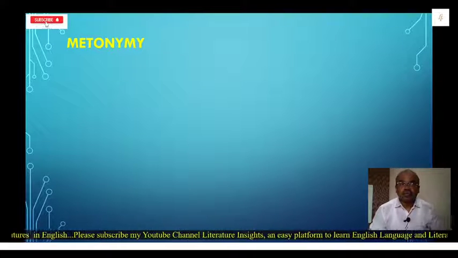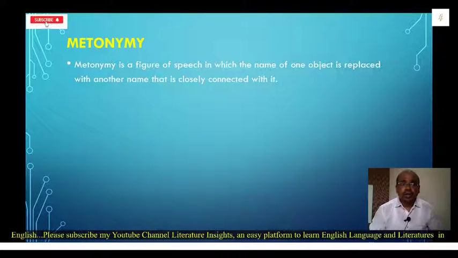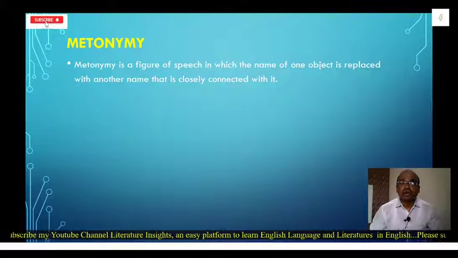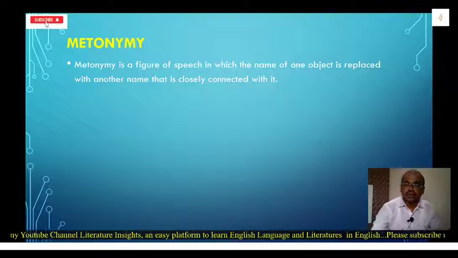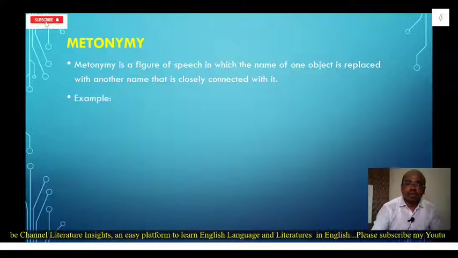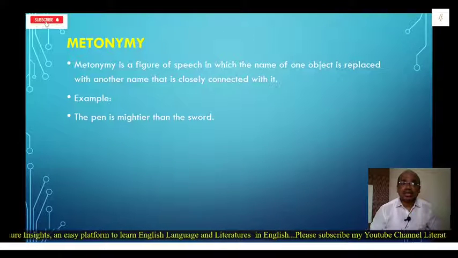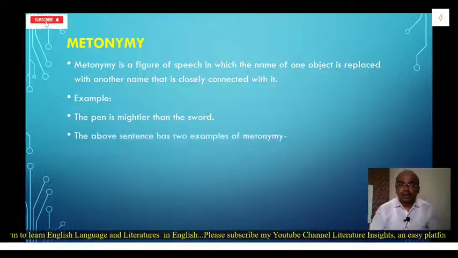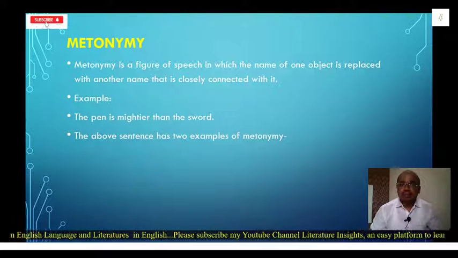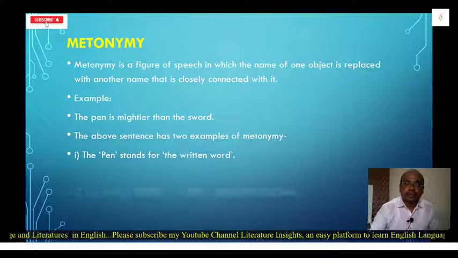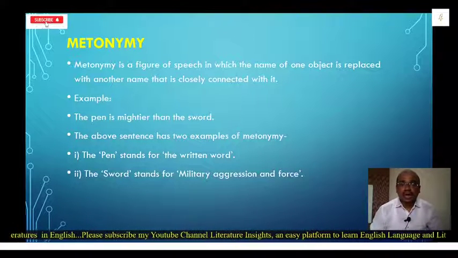Then another figure of speech, metonymy. Metonymy is a figure of speech in which the name of one object is replaced with another name that is closely connected with it. So now here is an example of metonymy. The pen is mightier than the sword. So here we can see the pen and the sword, these two objects are replaced by one another. So the above sentence has two examples of metonymy. Number one, the pen stands for the written word. The sword stands for military aggression and force.